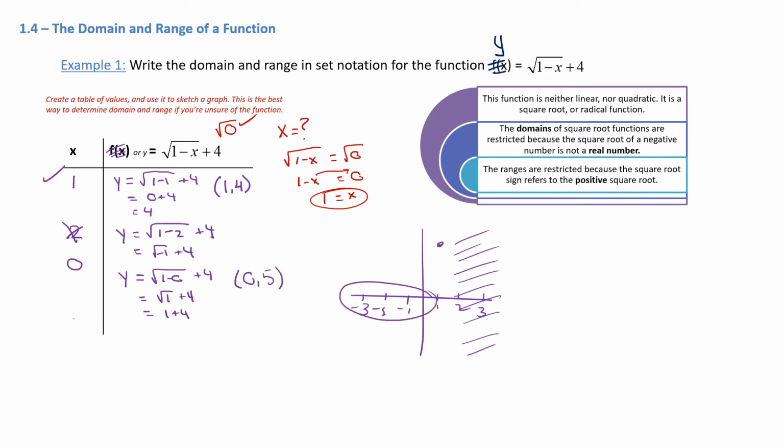So let's get another number here. What about negative 1? We sub in a negative 1. We get y equals 1 minus negative 1 plus 4. That's really 1 plus 1. So the square root of 2 plus 4. But square root of 2 doesn't work out evenly. And I don't really want to graph any decimals here. So I don't want to use negative 1.